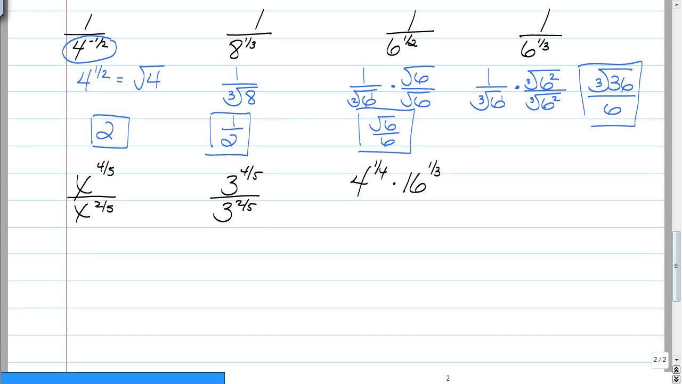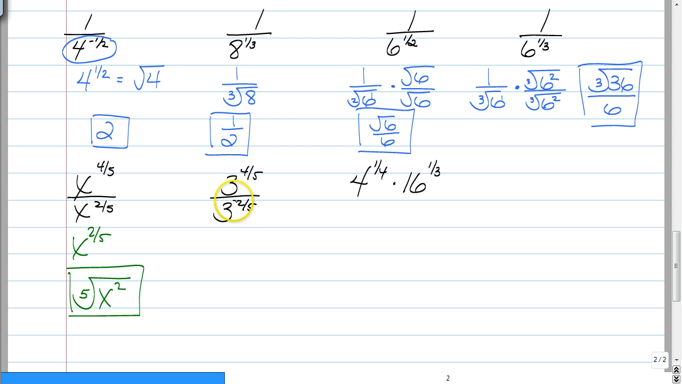And this next set, we have division, which means we have subtraction. So x to the 4/5 minus 2/5 would be x to the 2/5. But you do not leave it like that. You must rewrite it in radical form. All answers must be in radical form.